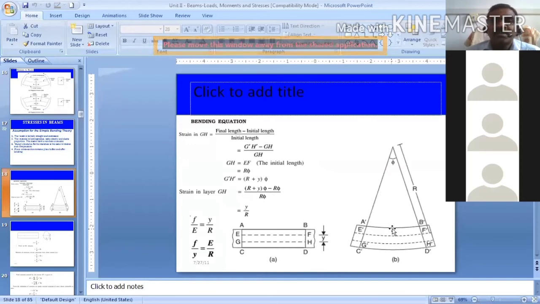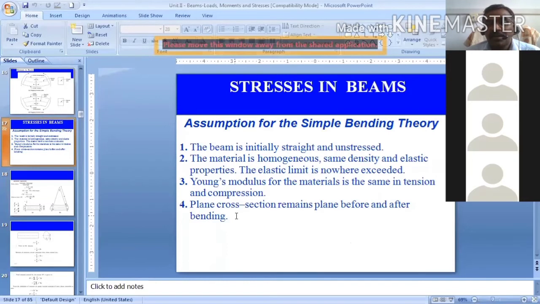So that is the final condition: the plane remains plane after the application of load. That is the fourth assumption. These are all the assumptions made in the theory of bending.